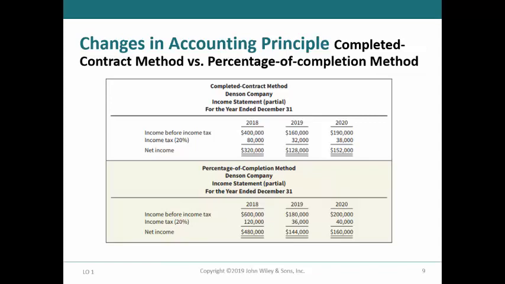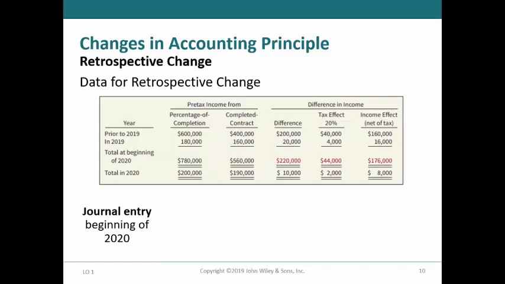We will use this information to calculate the effect of the change in principle on retained earnings for 2018 and 2019 and net income for 2020. To record the entry to show the cumulative effect of the change, we will need to calculate first the effect on the assets, liabilities, and retained earnings.